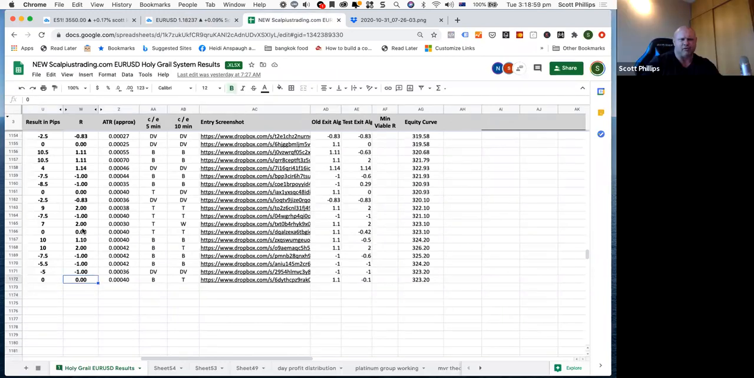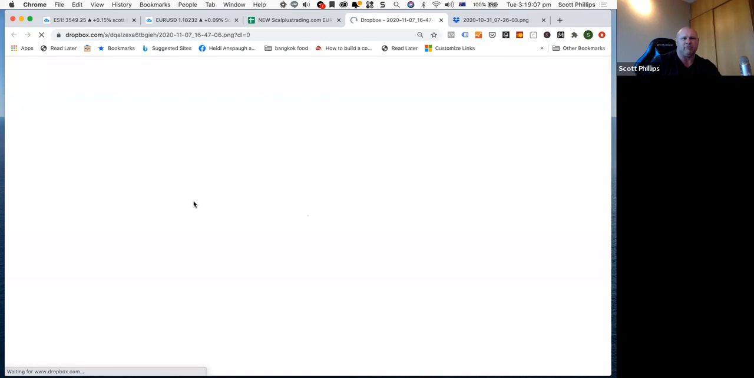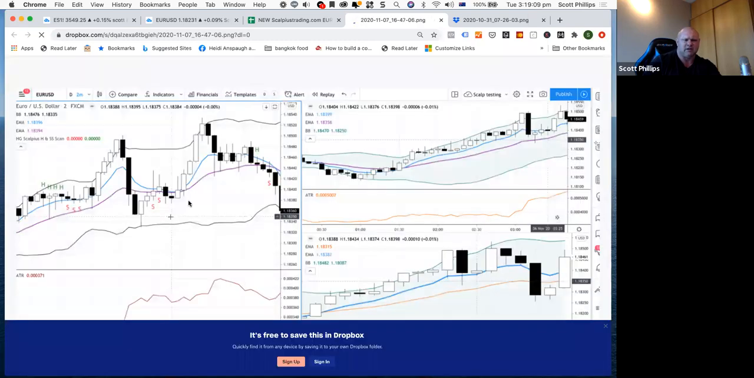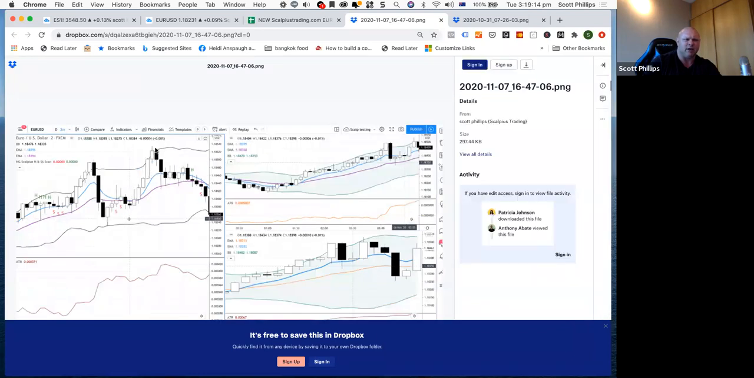Okay, so we've got one here that was a break-even trade, but I'm tracking on the old exit algo. We went long here, stop loss here. It made 1R and then reversed, stopped out for break-even, didn't make 2R. And under the old exit algo, it would have hit 1.1R about here.